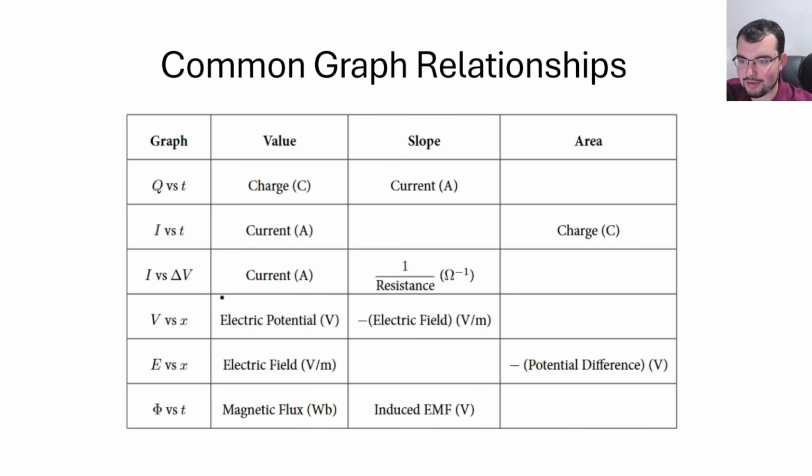Then if you're graphing electric potential, the slope of electric potential versus position is the negative of the electric field, as the E field points to low potential. And then the area under the electric field graph is therefore the potential difference with a minus sign. And lastly, if you take the magnetic flux, the slope of that graph gets you the induced EMF via Faraday's law.